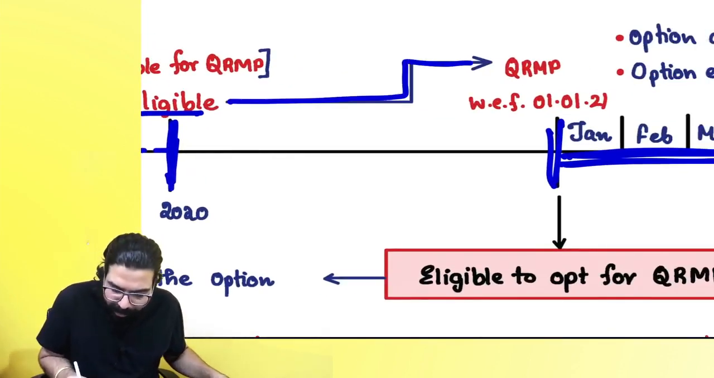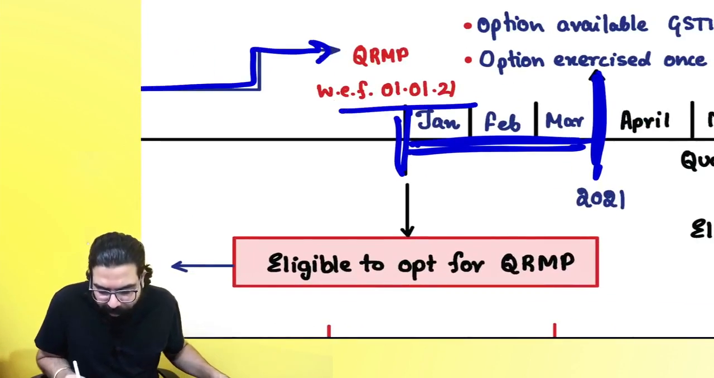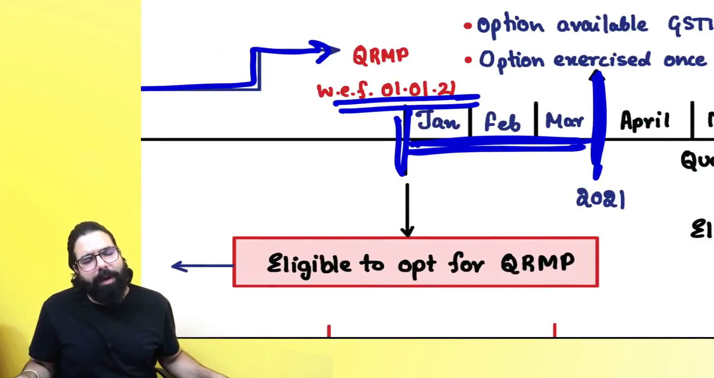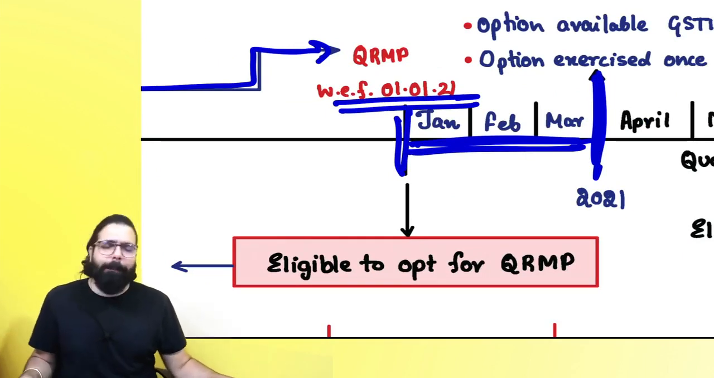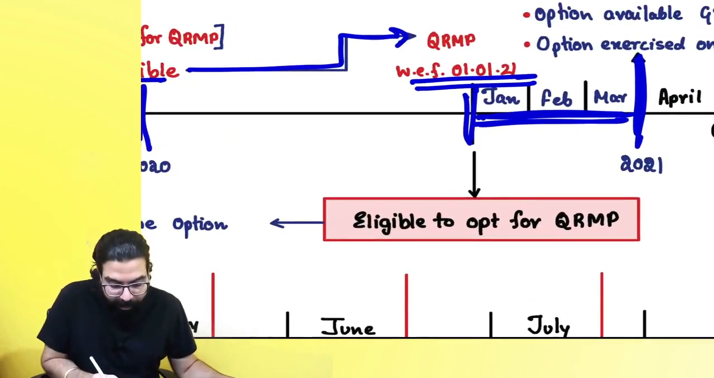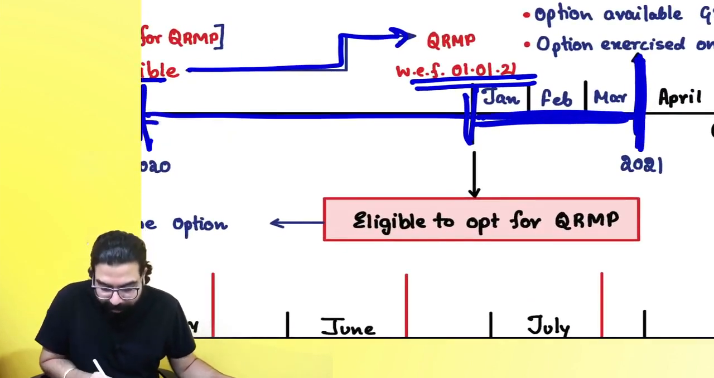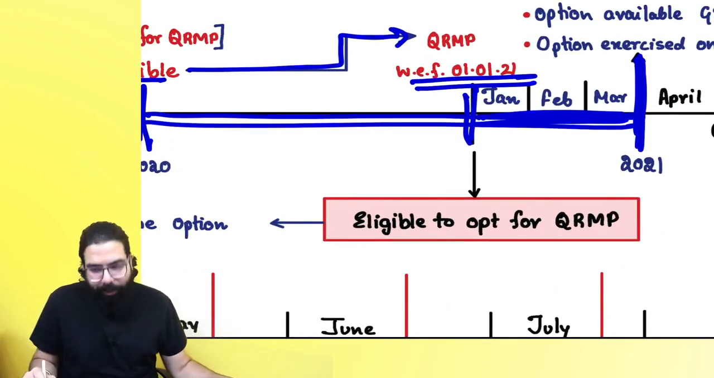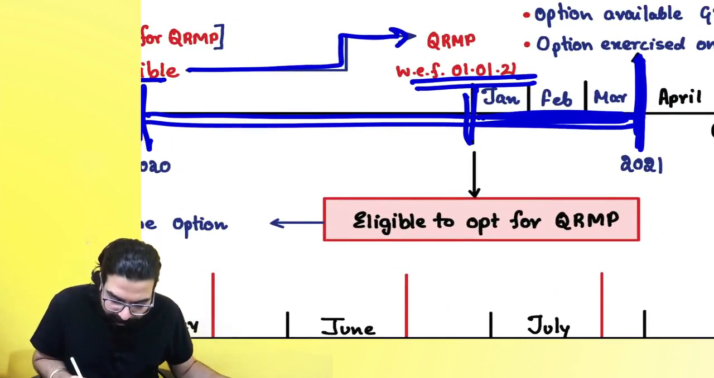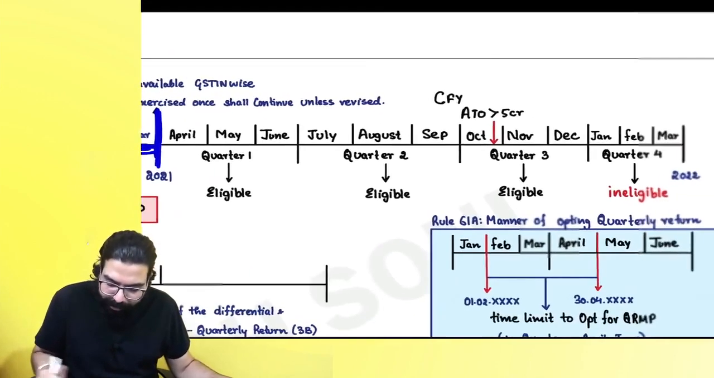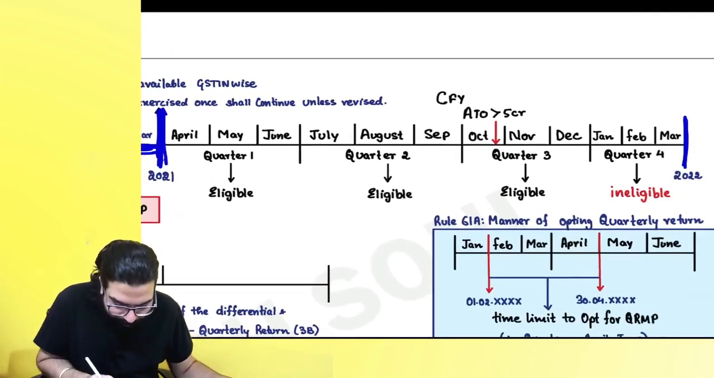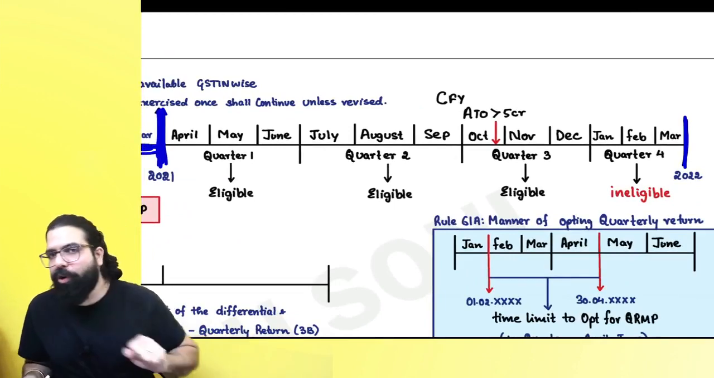And sir, if you are eligible, then with effect from 1st of January 2021, when the scheme was introduced, people were eligible for the QRMP scheme. Now my question over here is, everyone, for 2021, supposing my turnover is less than 5 crore rupees, then for the next year, which is 21-22, I will be eligible for the QRMP scheme.